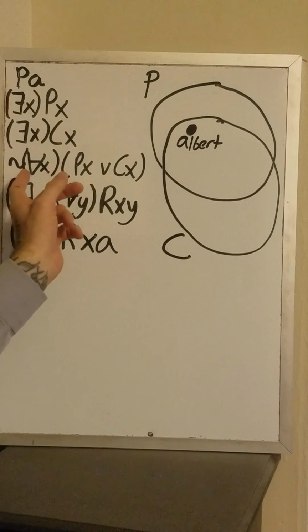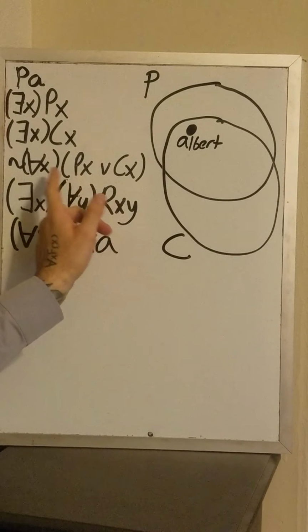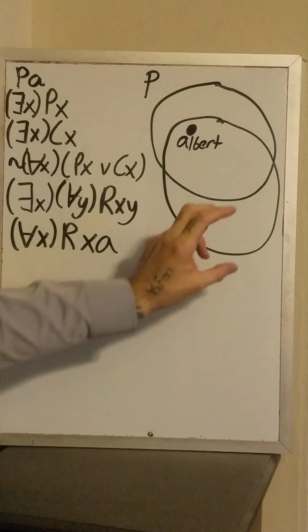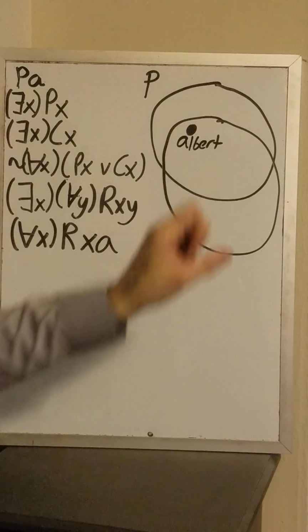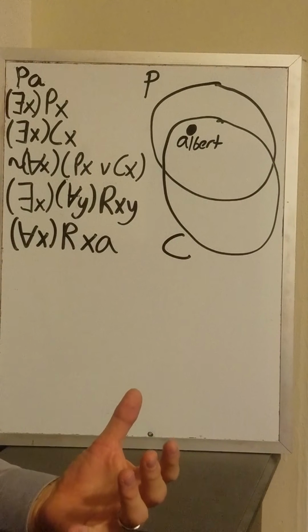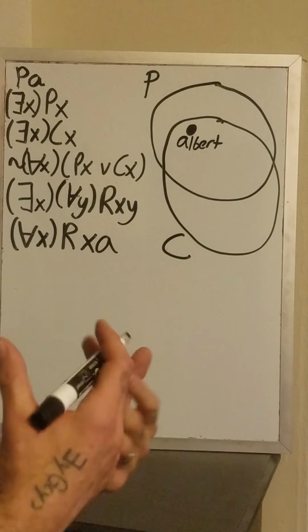So now this says not everything. Not all x, or not everything, is Px or Cx. So there has to be something outside of both of these circles. So now we need to add a new object to our domain. There has to be something else in there in our universe of discourse.